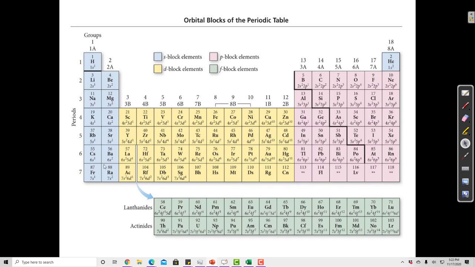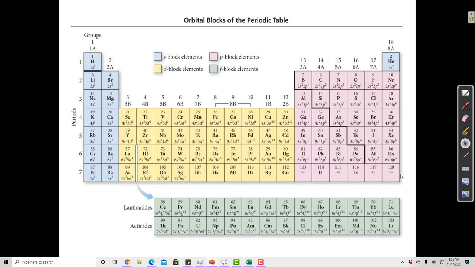So the blue part over here, the alkali metals and the alkaline earth metals, these are called the S block. These are part of the S block, and helium is part of the S block too if we moved it over here. All of those in the middle here are part of the D block: 1, 2, 3, 4, 5, 6, 7, 8, 9, 10. These yellow ones are all part of the D block.